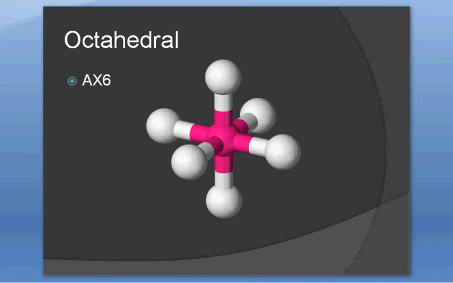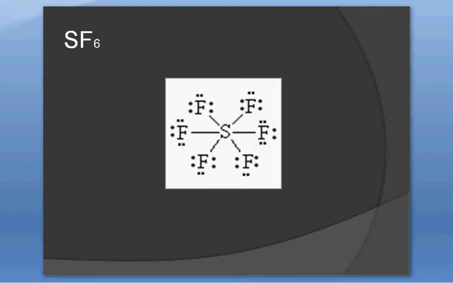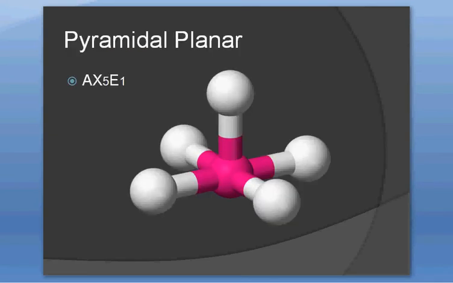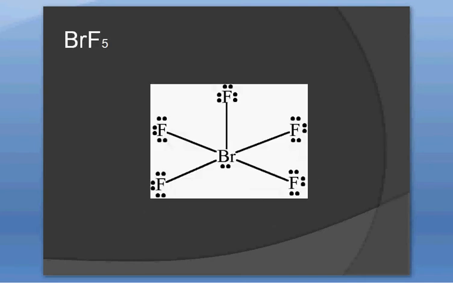The last group has six things attached. The first shape is octahedral, AX6. Sulfur hexafluoride is an example of an octahedral. It has six bonding pairs attached to the central atom. The second shape is square pyramidal, AX5E1. Looking at bromine pentafluoride, we see five bonding pairs and one lone pair.